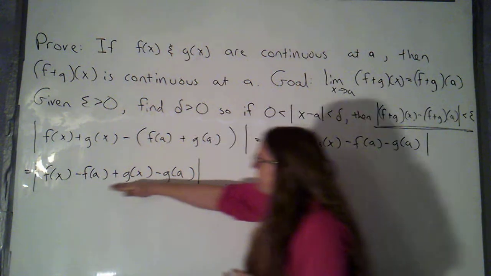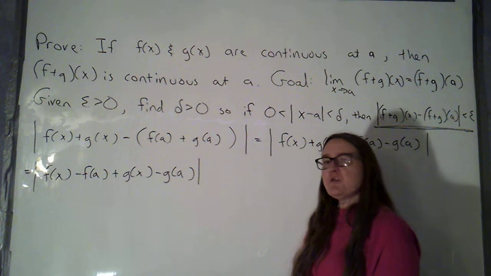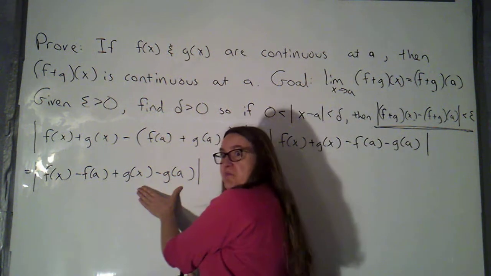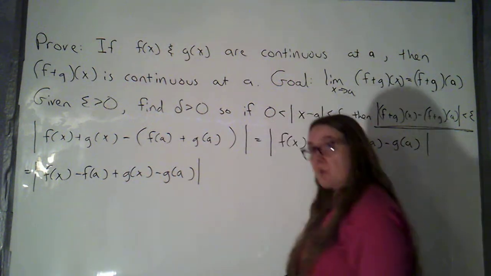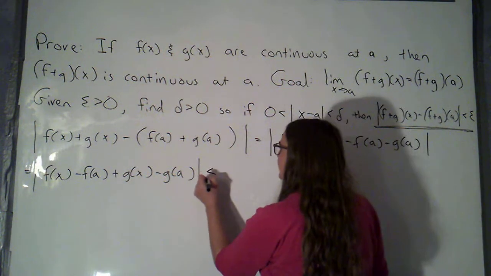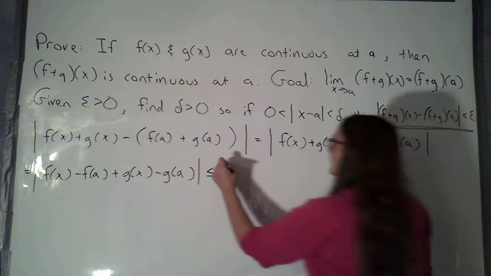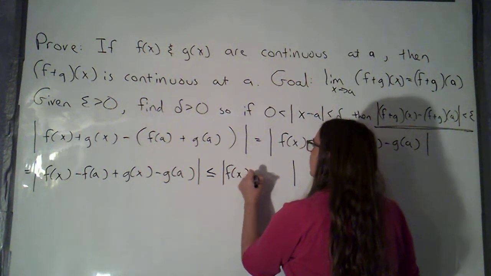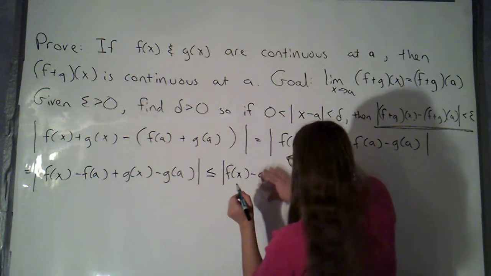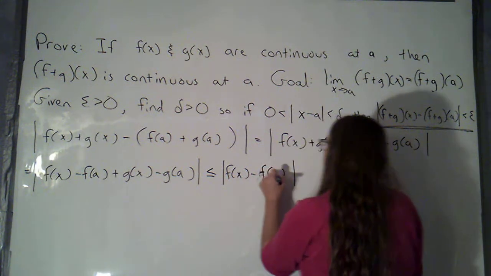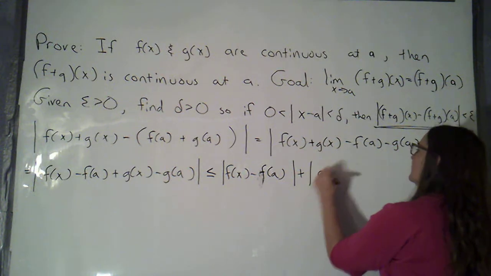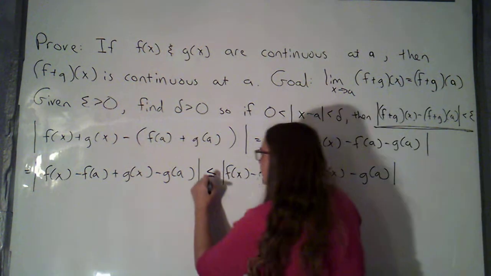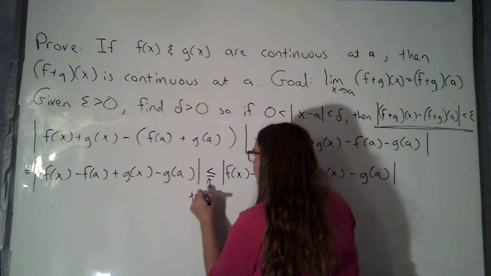And here I have four terms inside the absolute value, but I'm going to think of it as two parts. I've got the f part and the g part. And I'm going to use the triangle inequality to say that this is less than or equal to the sum of the absolute values of those two parts. So the absolute value of f of x minus f of a plus the absolute value of g of x minus g of a. Let's just make a note that this was by our triangle inequality.